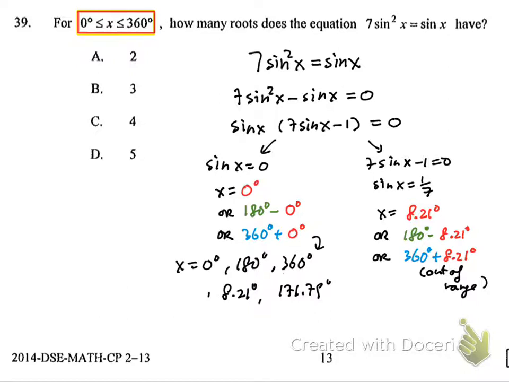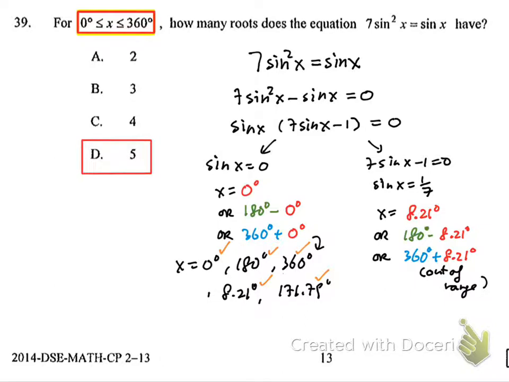That's what I say. The range now is very important. If you look at the range here, the range includes 360 and also includes 0. So these are both acceptable answers. 0 is an acceptable answer. 180, 360, 8.21 and 171.79. So altogether, there are 5 answers, because both 0 and 360 are included in this range. So that's why it is important.